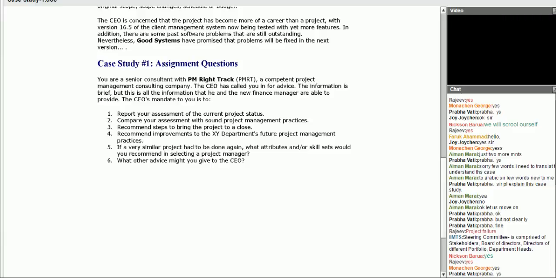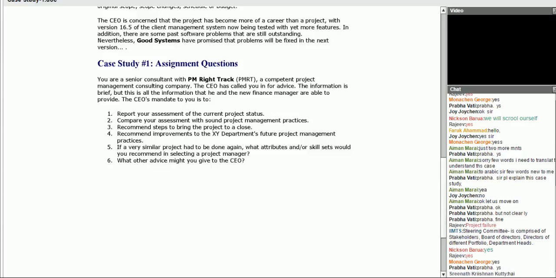You are a senior consultant with PM Right Track, a competent project management consulting company. The CEO has called you in for advice. The information is brief, but this is all the information that he and the new finance manager are able to provide. The CEO's mandate to you is to report your assessment of the current project status, compare your assessment with sound project management practices, recommend steps to bring the project to a close, and recommend improvements to the XY department's future project management practices. If a very similar project had to be done again, what attributes and skill set would you require? What would you recommend in selecting a project manager? And what other advice might you give to the CEO?